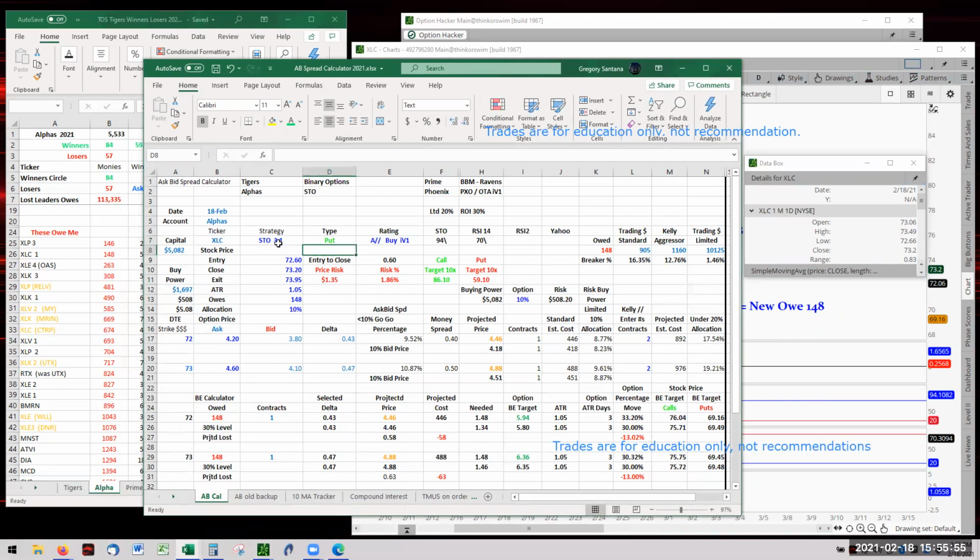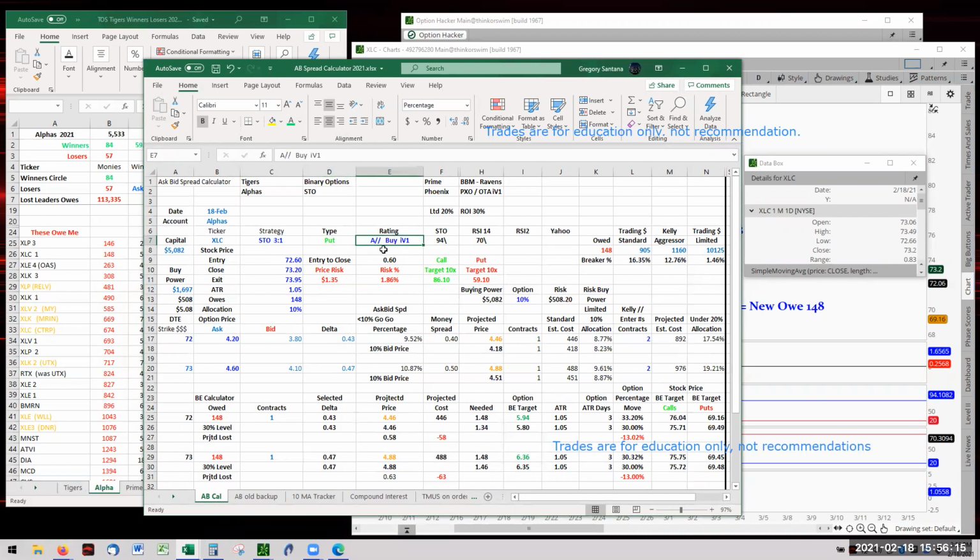Then I come in. So now right here, to explain this real quick, it's the date, the account, the instrument, capital available for that account, buying power. Then over here is the strategy. This is the stochastics 3-to-1 ratio. Then the direction of the trade, and then we're going to go and rate it.